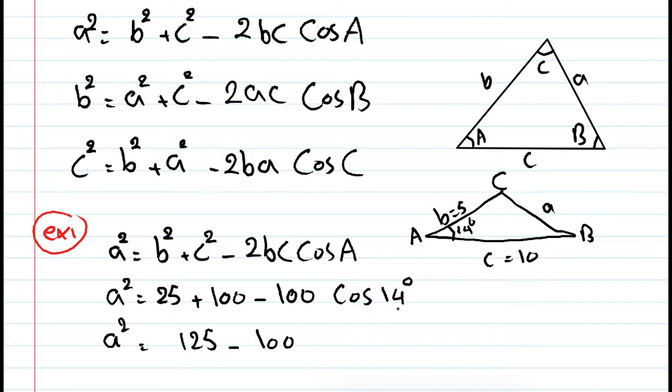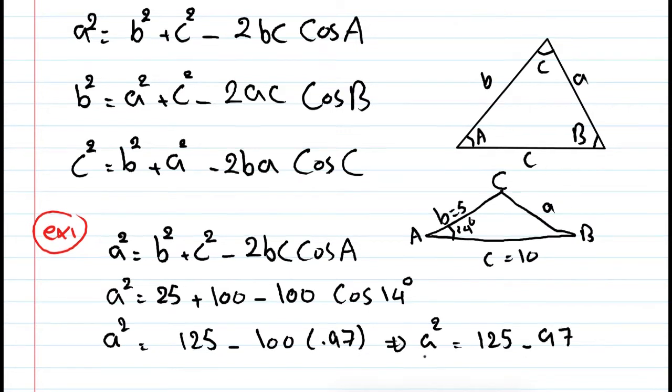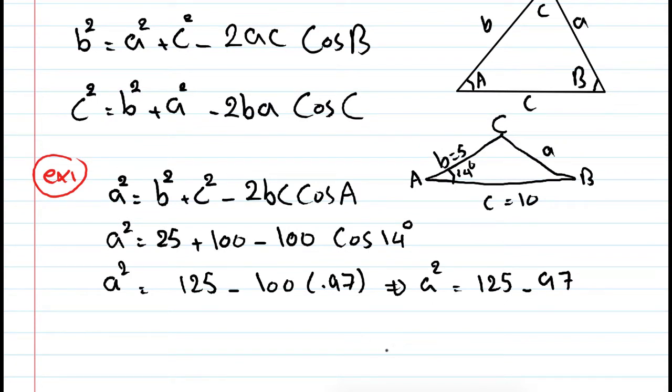What is cosine of 14 degrees? Well, it will equal 0.97. Okay, so times 0.97. And from this, we will have a squared equaling 125 minus 97. Okay, a squared, so let's go down a little bit. So from this, we will have a squared equaling 28. And from this, we have a equaling the square root of 28.